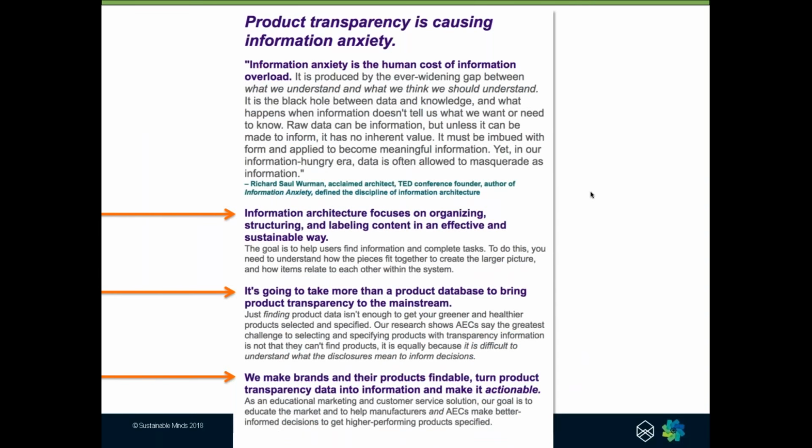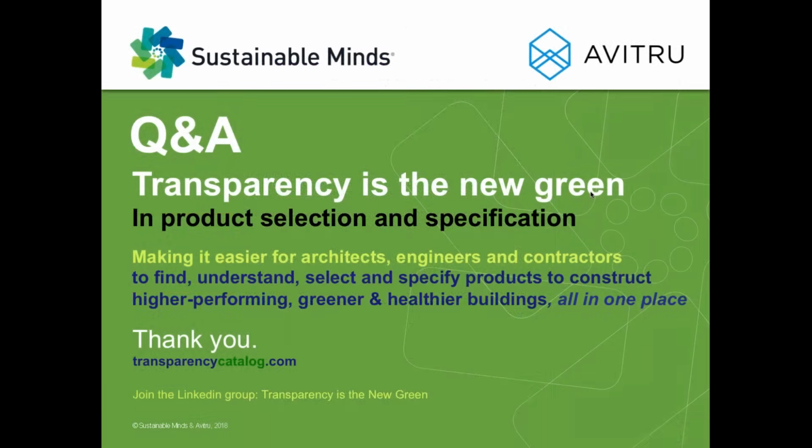And, to summarize and wrap up, we will continue to do what we can to diminish the information anxiety that's being caused by product transparency through our continued efforts to use information architecture and design to deliver the best user experience that will bring your products with product transparency information to the mainstream and ultimately make tools that allow users to take action to select and specify your products to get them into their high-performance buildings.